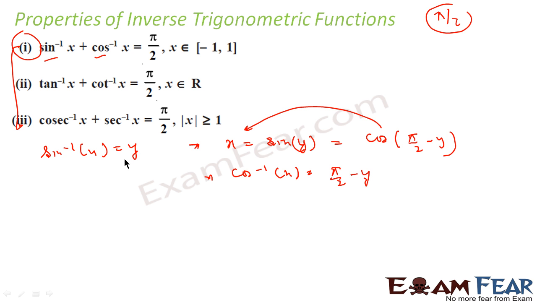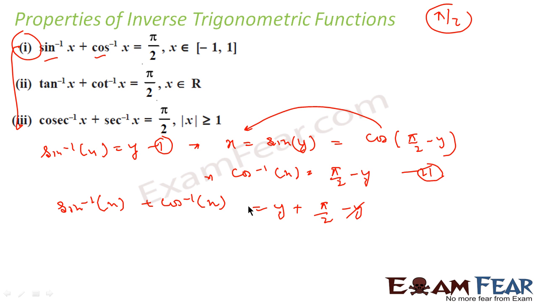So I have two equations. One is sine inverse x is equal to y and the second is cos inverse x is equal to pi by 2 minus y. Let's add these. If you add them, sine inverse x plus cos inverse x, sine inverse x is equal to y and cos inverse x is equal to pi by 2 minus y, the y cancels and you get pi by 2. Thus you see sine inverse x plus cos inverse x is equal to pi by 2. Very useful trigonometric function. Please remember this. I call these pi by 2 functions because when you sum up all these three you get pi by 2. Sine inverse plus cos inverse is pi by 2. Tan inverse plus cot inverse is pi by 2. Cosec inverse plus sec inverse is pi by 2.